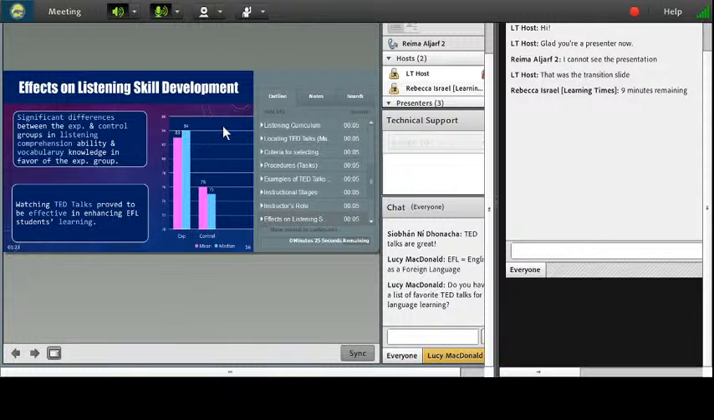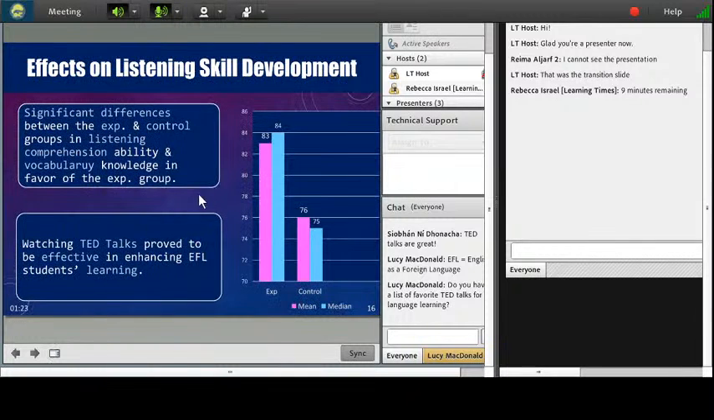Here I have a bar graph that shows the test results. The one on the left is for the experimental group. The one on the right is for the control group. The pink bar shows the mean score. The blue bar shows the median score. For the experimental group, the mean was 83 and the median 84. For the control group, the mean was 76 and the median was 75.